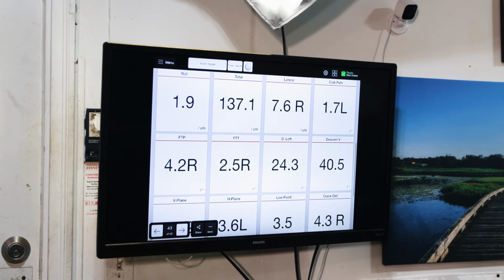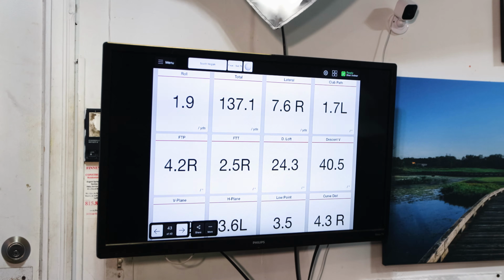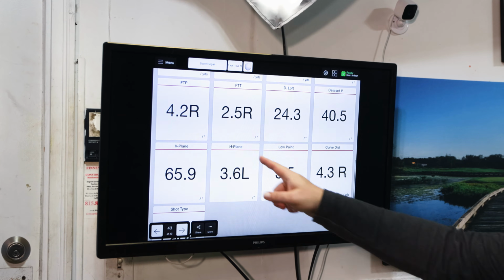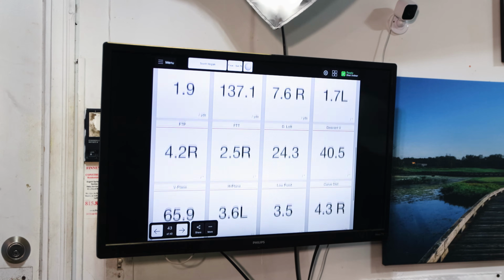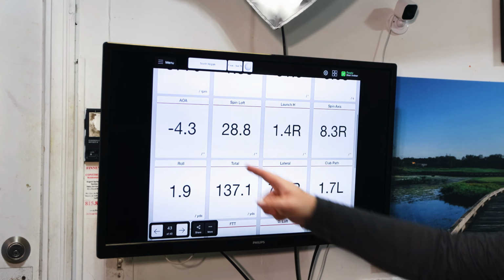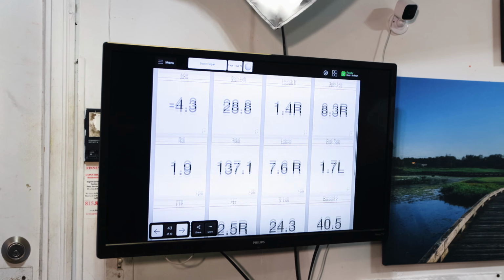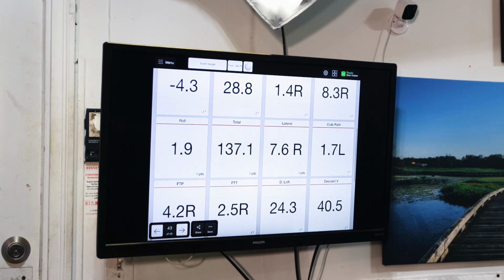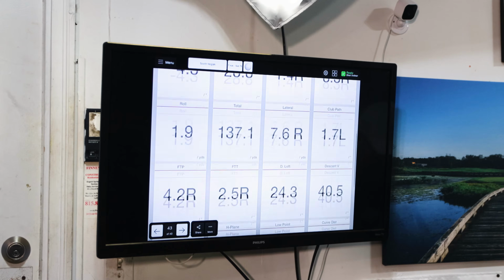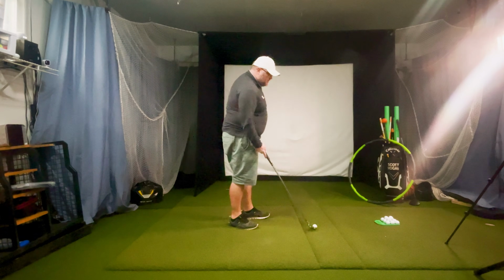We have our club path. That is 1.7 to the left. Our horizontal swing plane is 3.6 to the left. So our club path is more to the right because we are hitting downward at the golf ball, okay? So one of the things that you can do to have an influence on your club path is you can change that angle of attack.